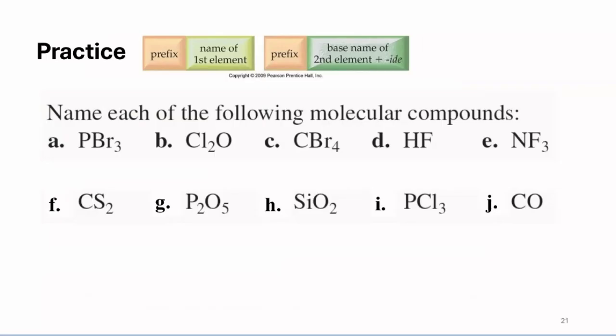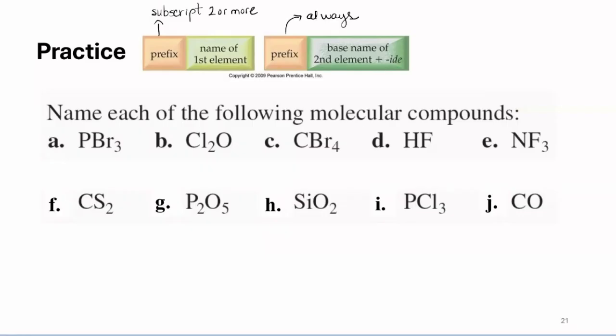As I mentioned, when it comes to prefixes, the first element only gets a prefix when you have a subscript of two or more. The second name always gets a prefix. Let's do some of these examples to see how that comes into play.